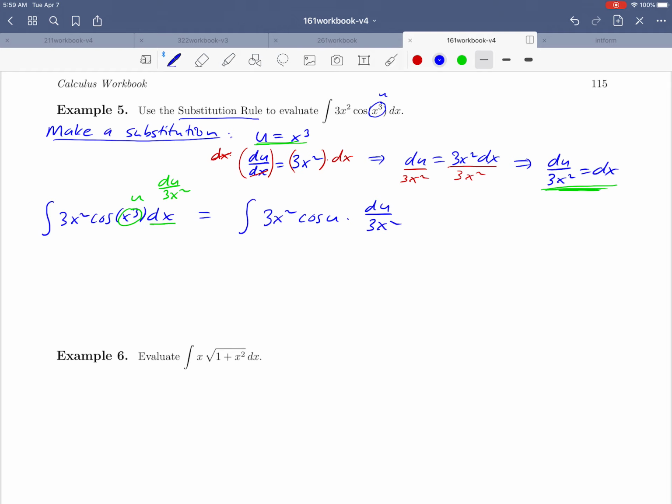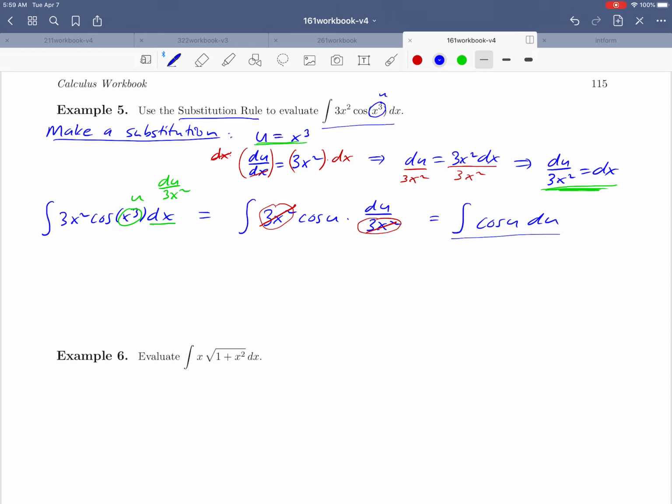Do you notice anything algebraic that we can do to simplify here? Well, this 3x squared occurs once in the numerator and once in the denominator, and that cancels. And so what our integral looks like is the integral of cosine of u du. That integral is equivalent to the integral that we started with, and notice that it's a lot simpler. We've got a different variable in our integral, but the integral of cosine u du is a lot simpler than what we started with.